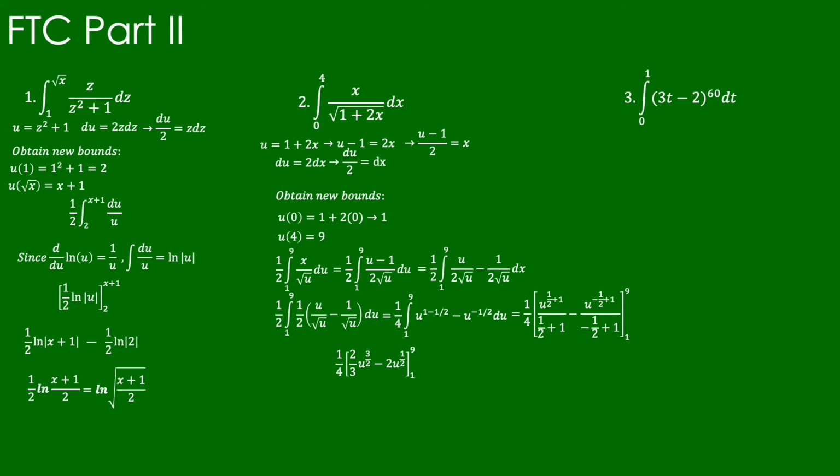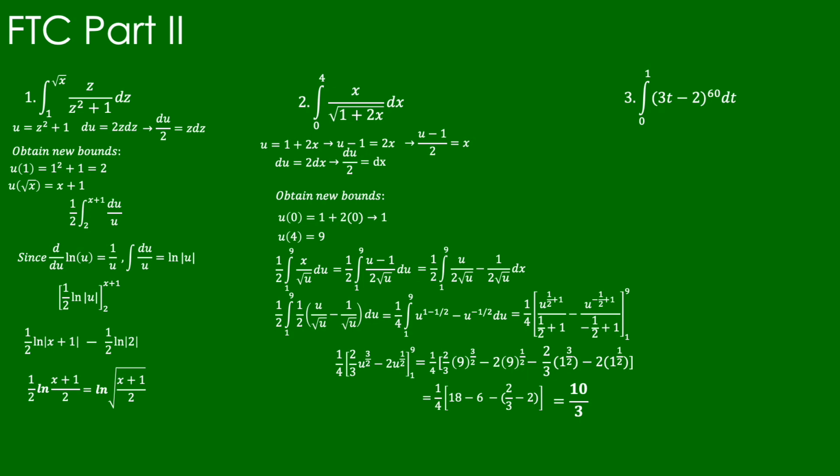Now we're ready to apply FTC part 2. Once we get down to here, we're going to plug in the upper bound, plug in the lower bound, and subtract. And finally, if you simplify what's on the inside, you're going to multiply it times 1/4, and you should get this.